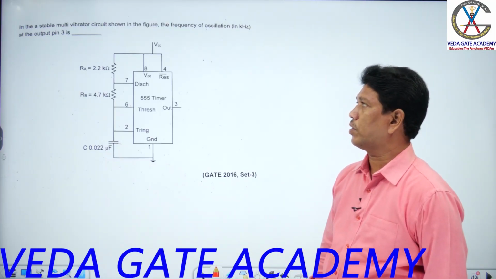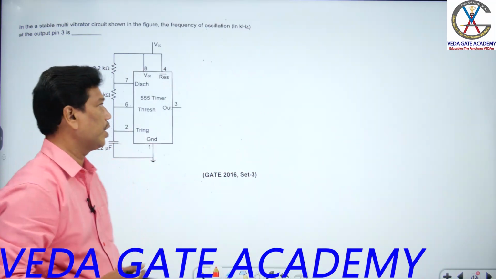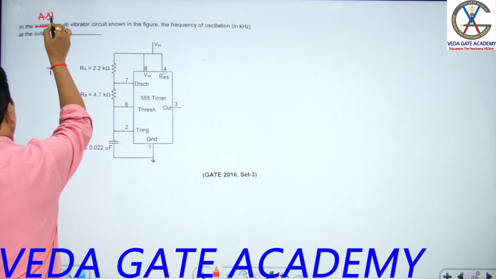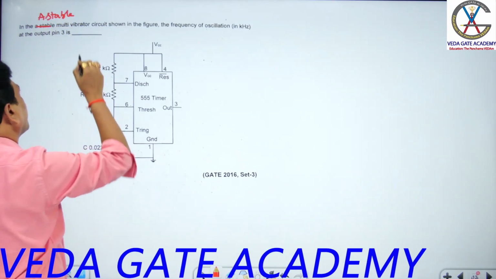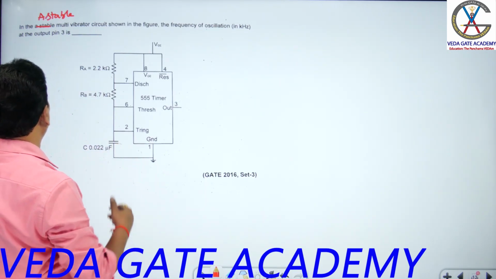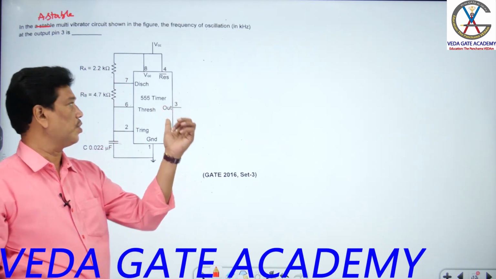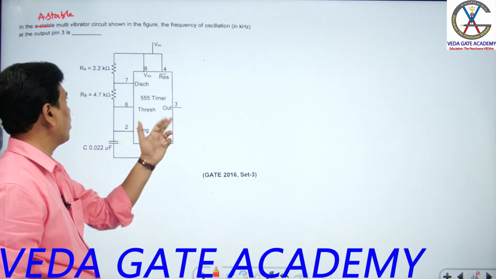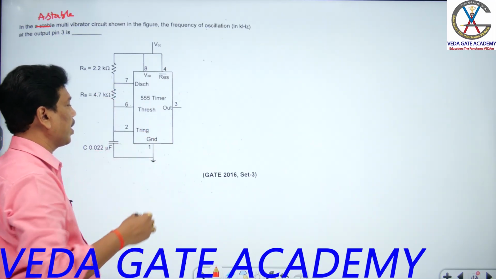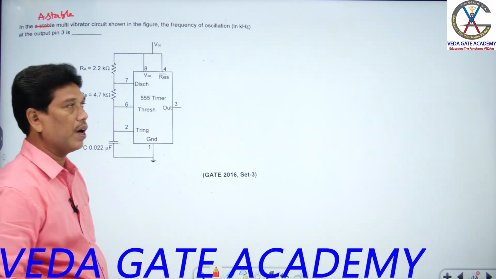In the astable multivibrator circuit shown in the figure, what is the frequency of oscillation in kilohertz at the output pin 3? So this is an astable multivibrator. This is the place of RA, this is the place of RB, this is the capacitance. The circuit diagram is given. What is the frequency of the output he is asking?